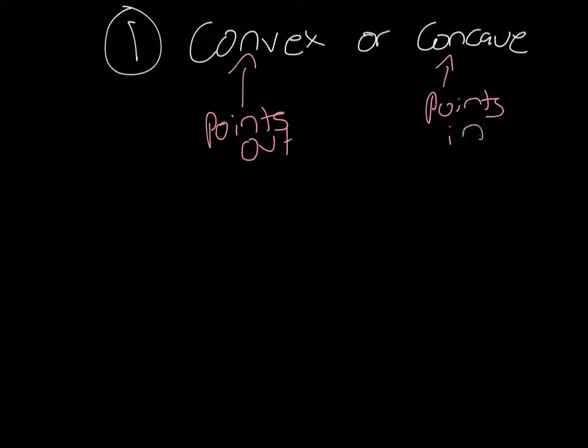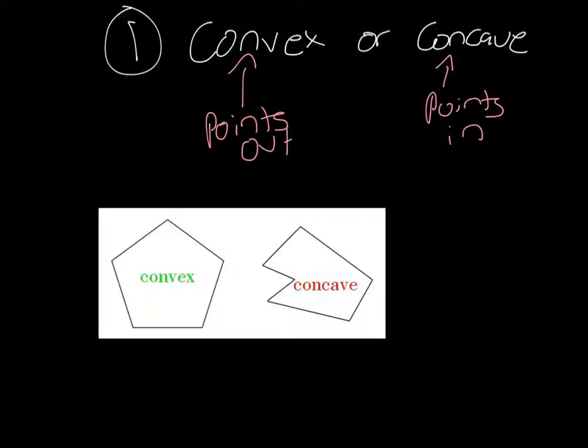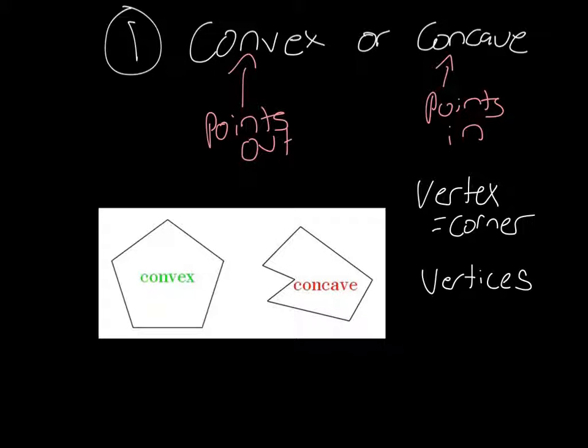Okay, so what does this mean in the context of shapes? So let's look at the two shapes that I put here. They're both polygons, they're just shapes with many sides, and all their sides are just edges. So the first one is convex because all its vertices point outwards. Now vertex means a corner, okay? And the plural of vertex is vertices. Okay, so we're just talking about the corners.